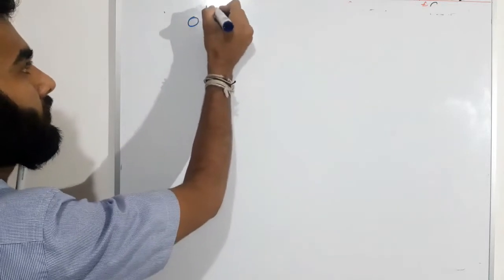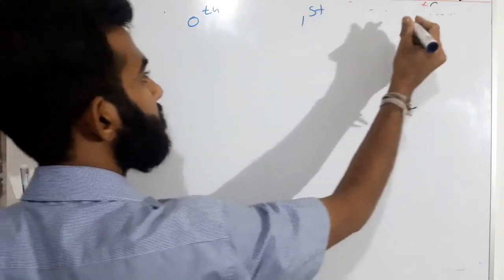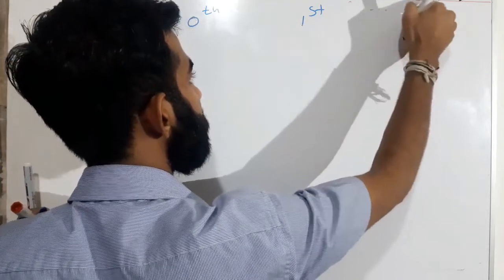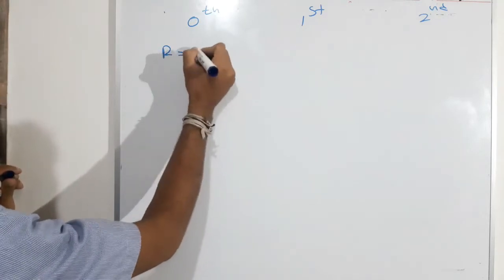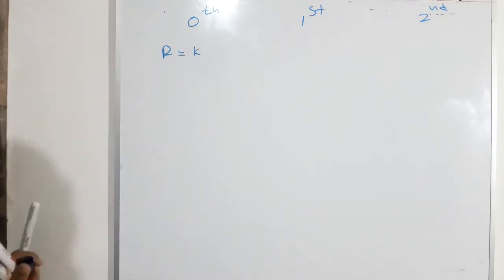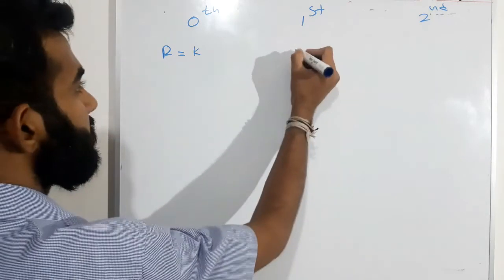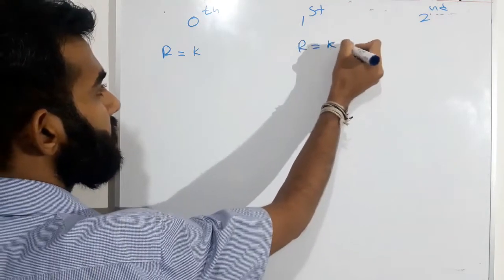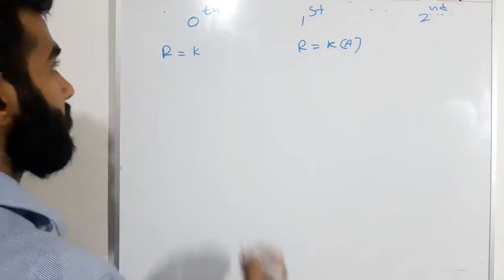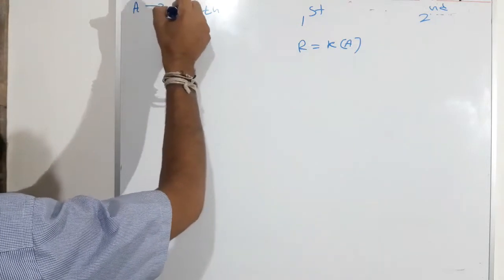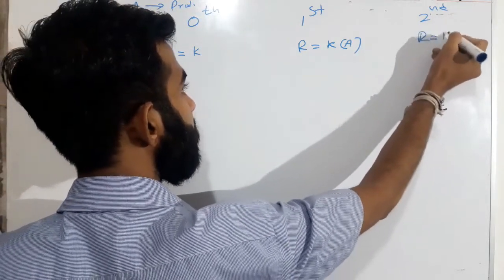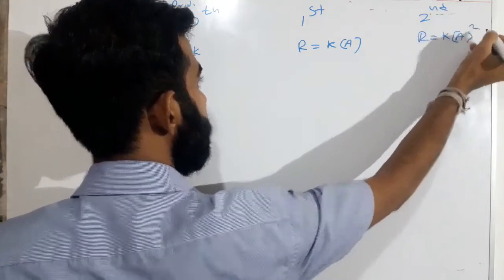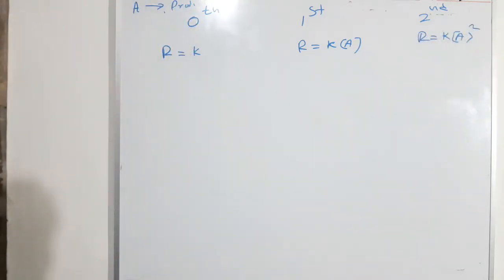Here zeroth order, here first order, here second order. In first order reactions, it is rate equal to K A, if the reaction is A forming products. With respect to second order, the rate is equal to K A square. Okay. What are the rate equations?